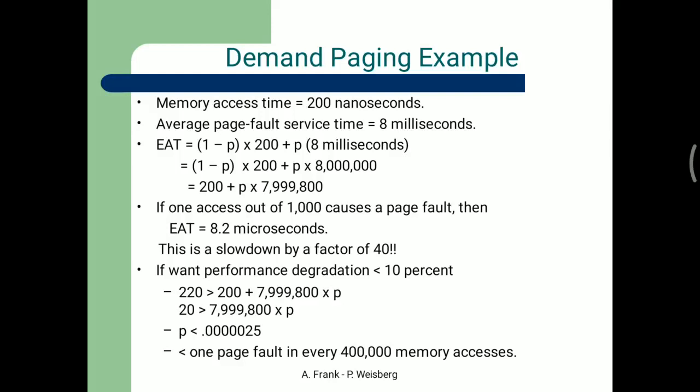If you want performance degradation of less than 10%, the calculations allow one page fault in every 40,000 memory accesses. So the errors can be identified by using the EAT method. And this is all about virtual memory.